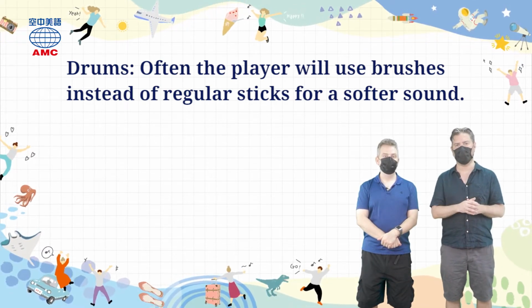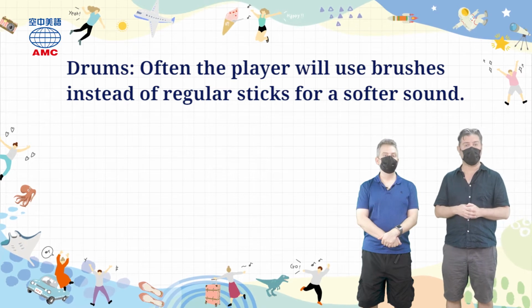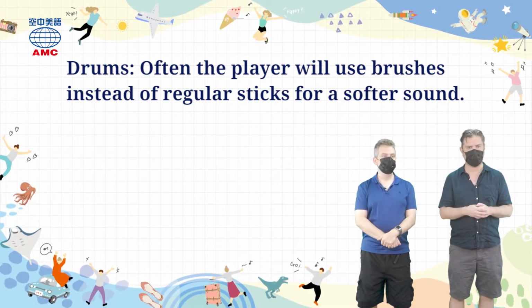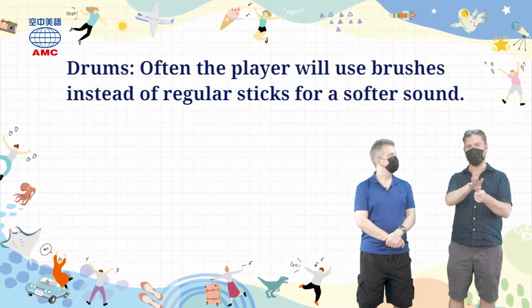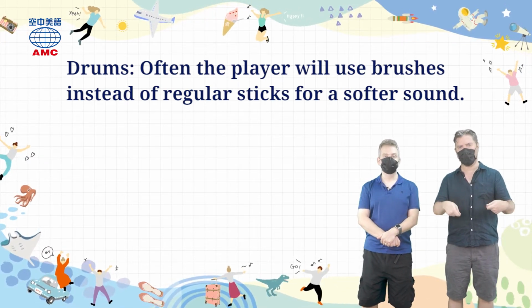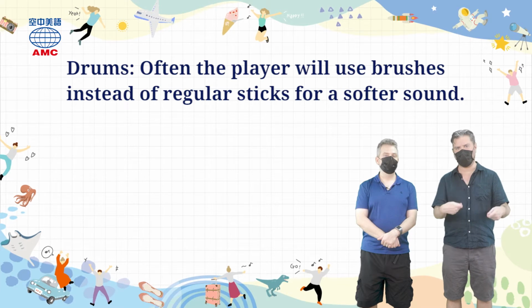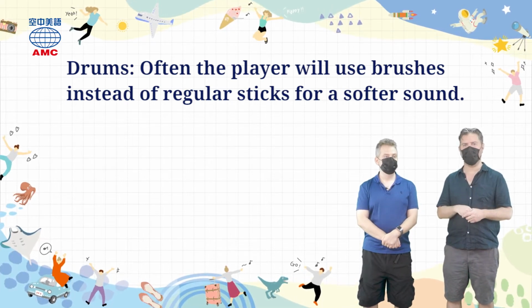It says often the player will use brushes instead of regular sticks for a softer sound. Yeah, it looks like a stick. You hold the stick part, it's got some metal wires that sound like brushes, and it gives you a softer sound, especially for those slower songs.